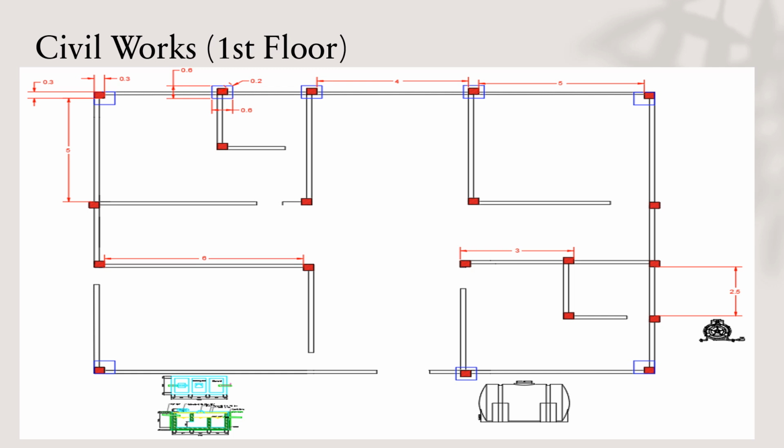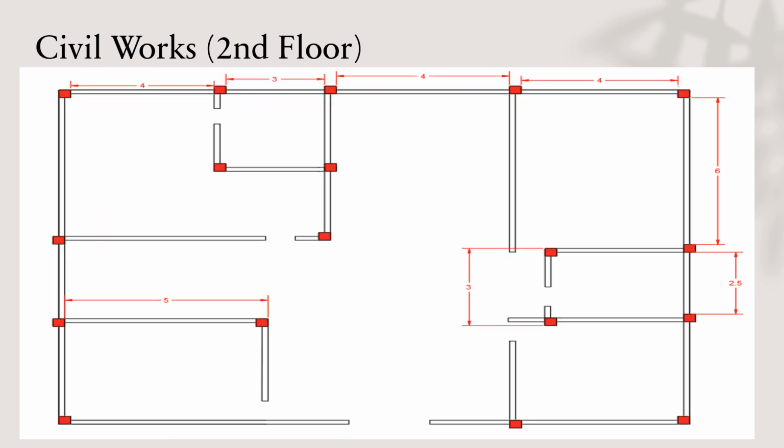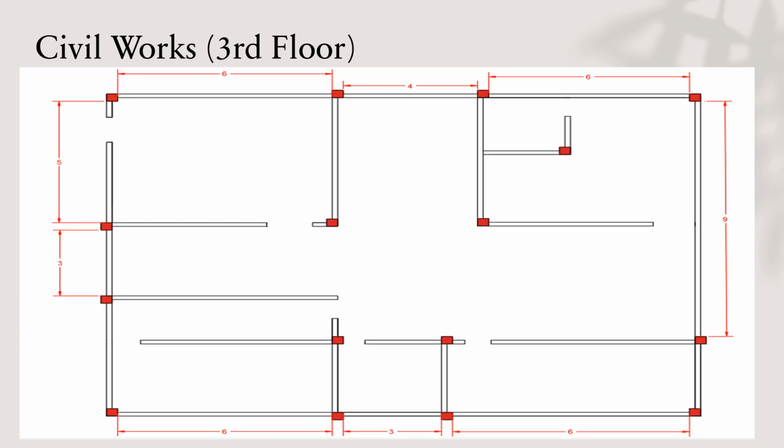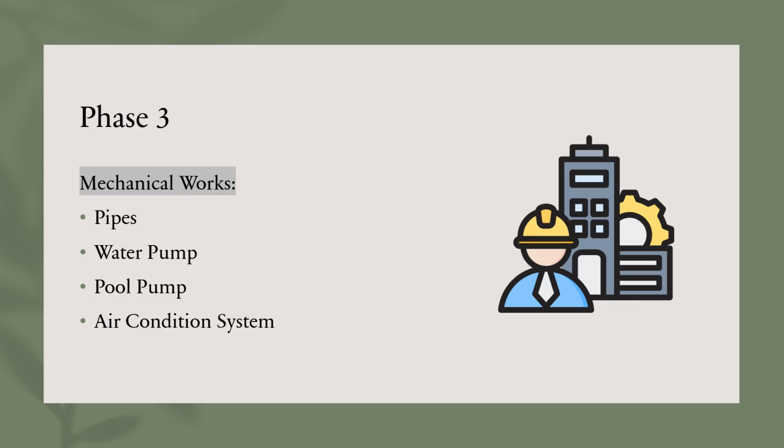Now these are the designs, the column designs and the beam designs with the bases. This is the pool pump and this is the underground water tank. This is the column and beams work for the second floor, and this is the column and beam work for the third floor. Phase 3 now is the mechanical works.